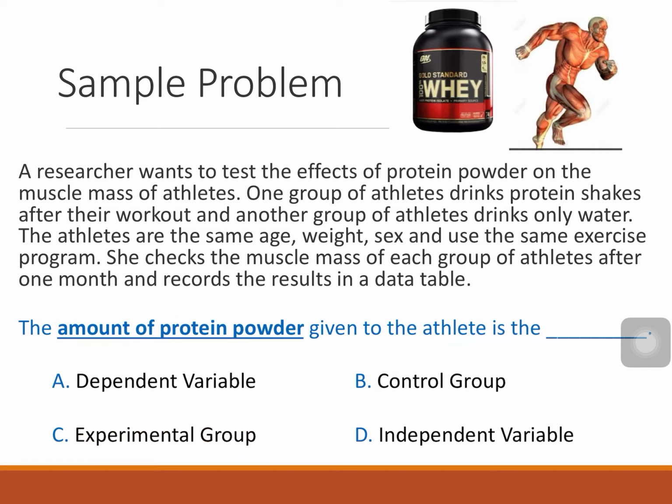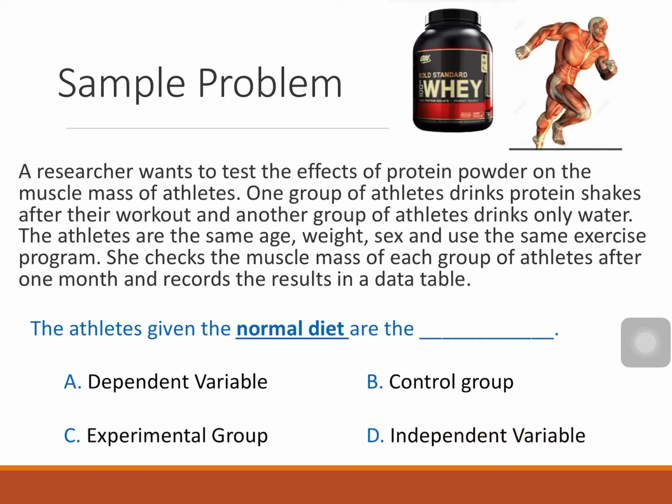The amount of protein powder given to the athletes is considered what? Okay, this is the variable that we are changing. We can choose to give protein powder or not. So if you guessed the independent variable, you are correct. Okay, it's what we are manipulating.